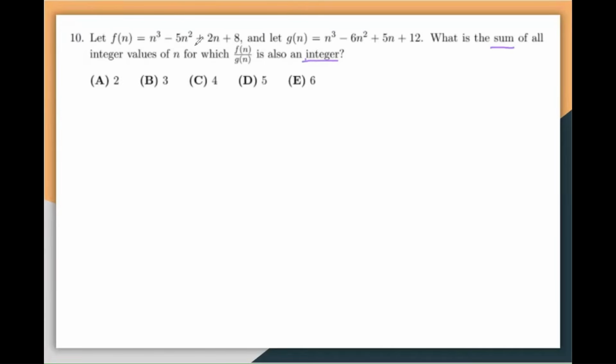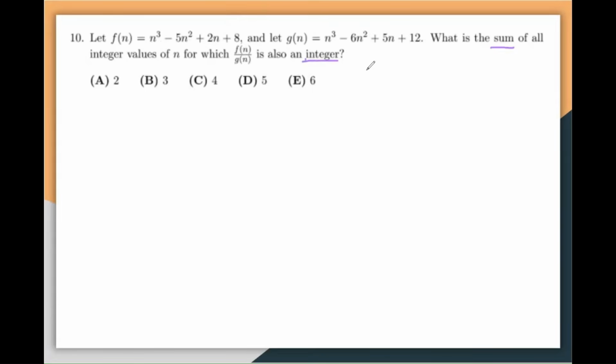Let's start by trying to factor the numerator and denominator to see if this is factorable. Because if the ratio of two things is an integer, that means the numerator should be divisible by the denominator. So maybe we should have some common factors to cancel. One thing we can do: we have the constant terms 8 and 12. Maybe we can use the rational root theorem to get the factors. I will start with 1 because 1 is a divisor of 8 and 12, so it's easier to check.